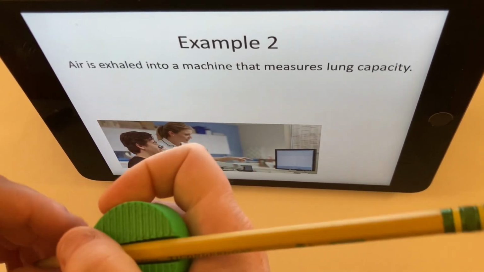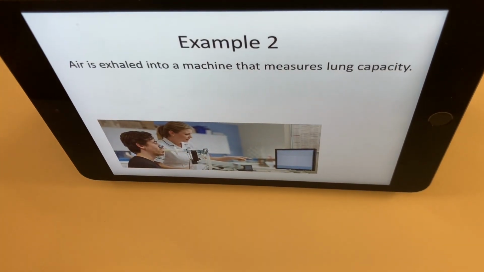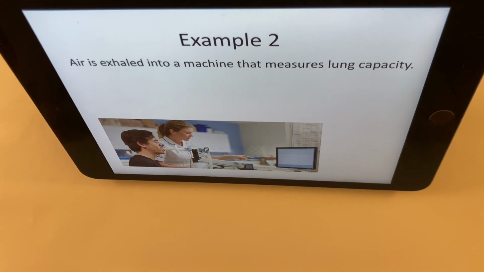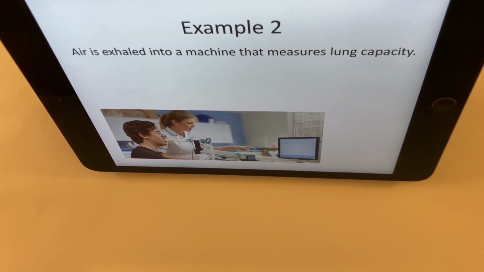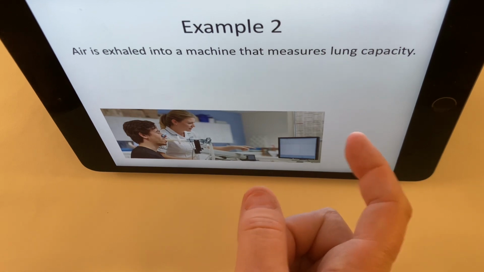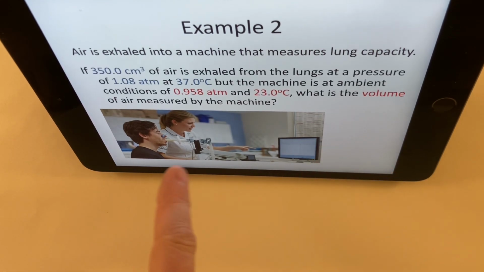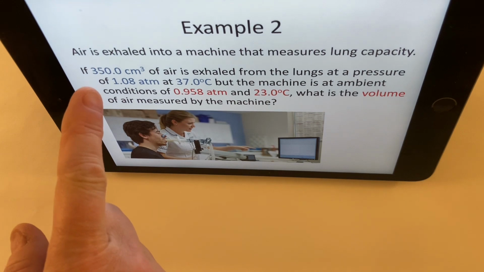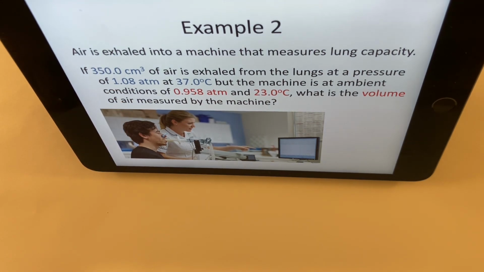This could be overflow. Okay, so we're going to do example 2 now. So we have a situation where somebody's getting their lungs checked out and they're exhaling air into a machine that measures lung capacity. Maybe you've had this done before if you have asthma or something like that. Okay, so the actual measurements here are 350 cubic centimeters of air, right?